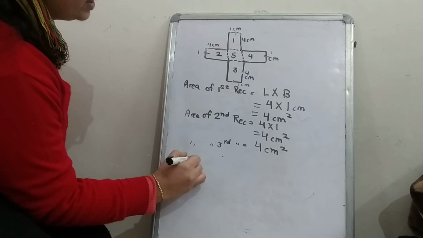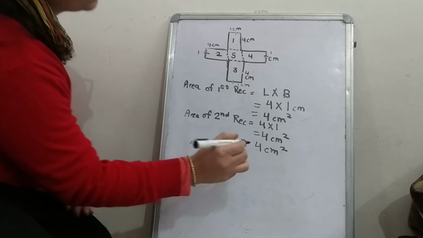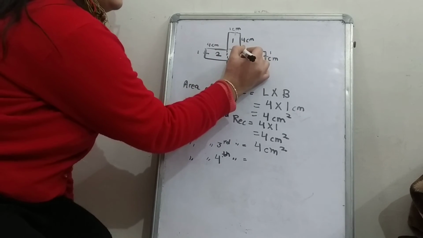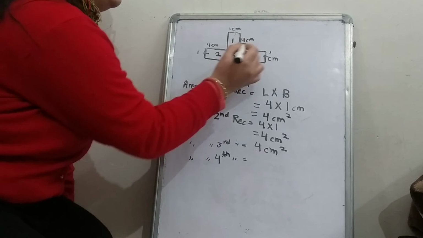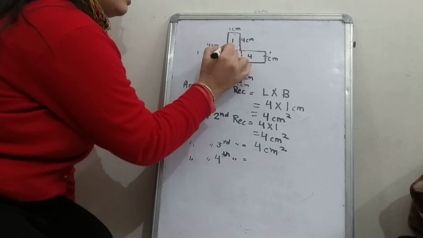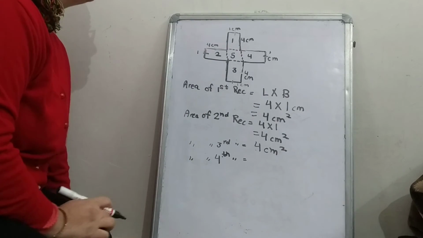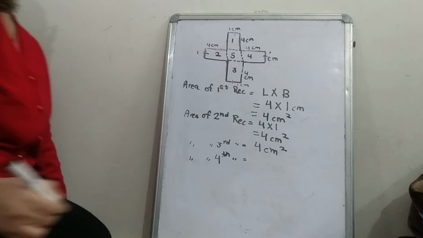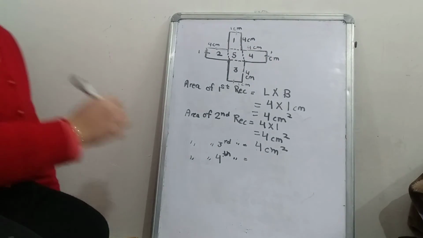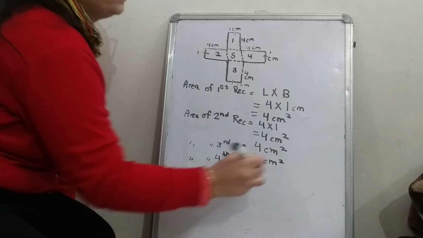Now let's find the area of the fourth rectangle. Here the length is not given but the breadth is given, 1. All the lengths are equal. As you can see, these are all similar. So if this is 4, it will also be 4. 4 multiplied by 1, it is again 4 centimeter square.